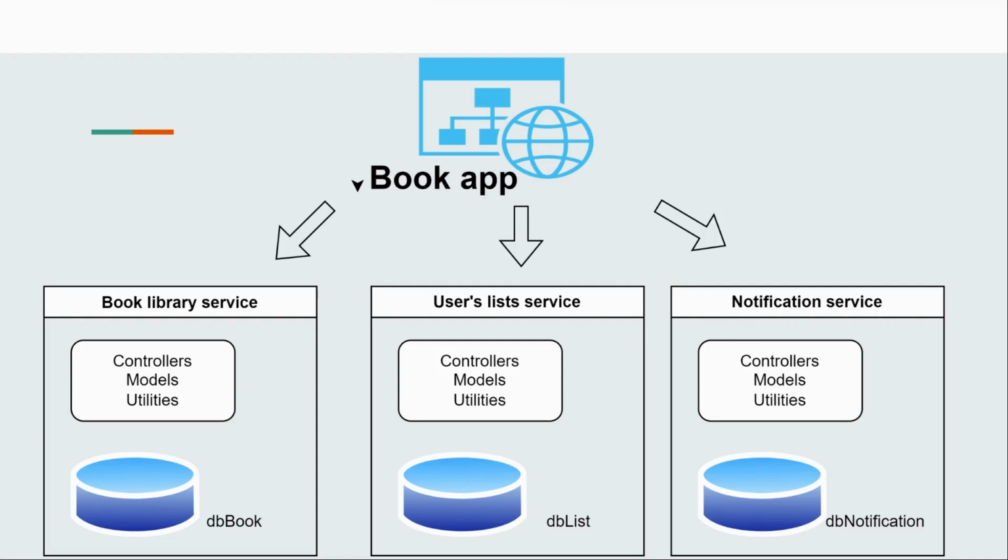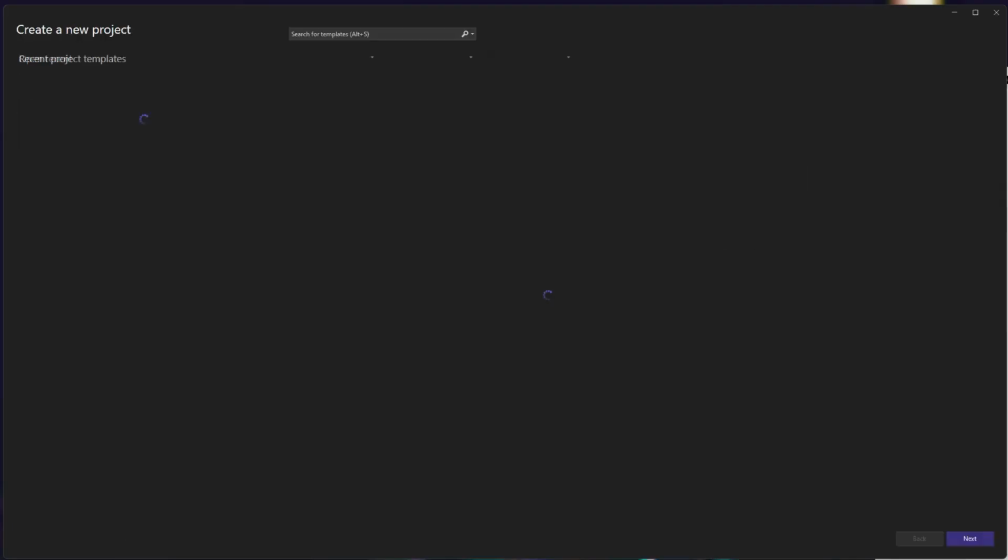In this session, we'll start to create the Book Library Service. The interface used for this service is a REST API. Keep in mind that there are other interfaces for microservices which we will explore later in other sessions. Now let's open Visual Studio.